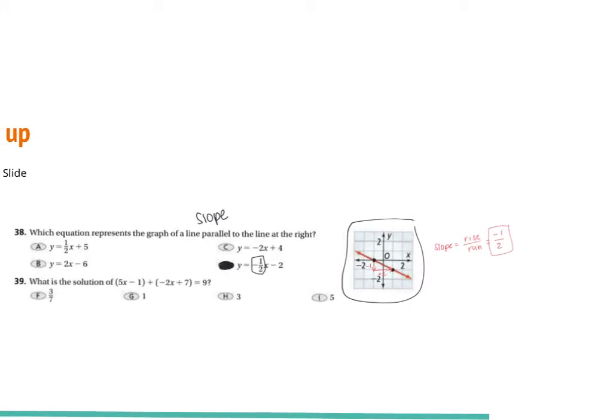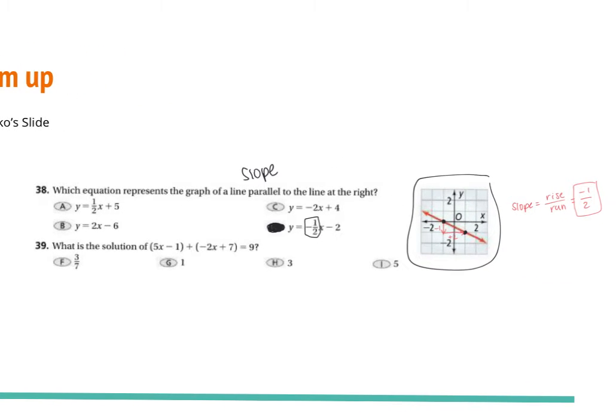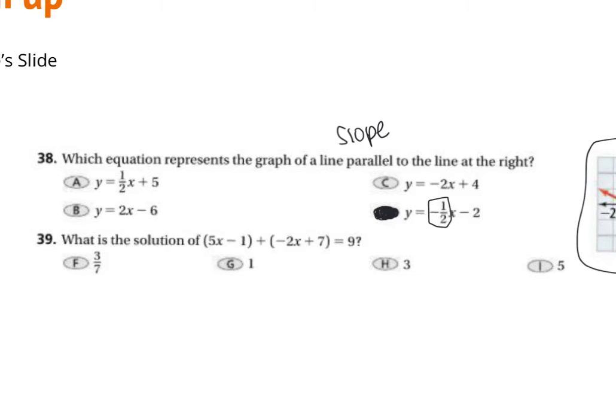Questions on this one? On number 38. Okay, what is the solution of 5x minus 1 plus -2x plus 7 equals 9? Whoa, intimidating, but not really, guys. Once we write this out, it's actually a lot easier than it seems.